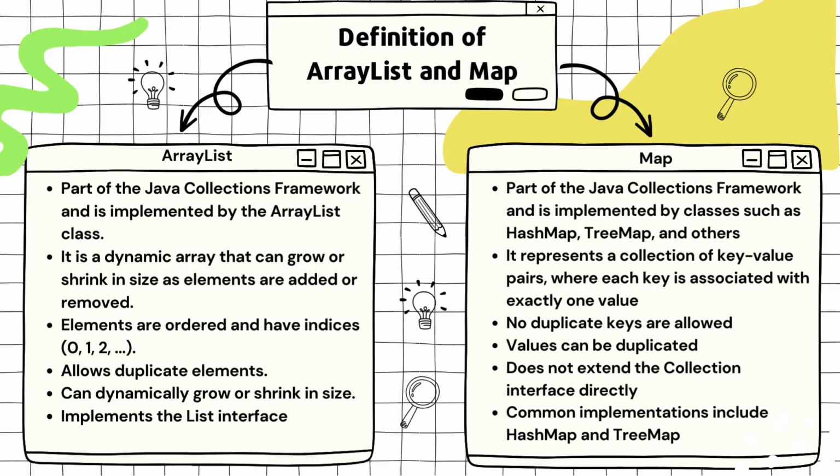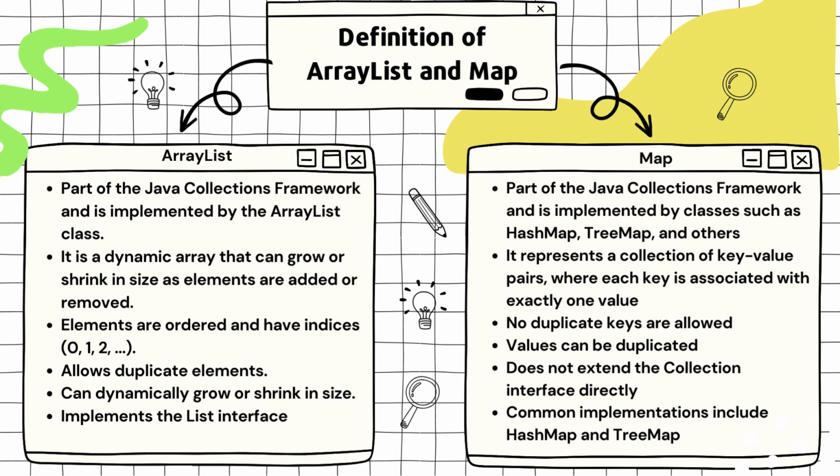Definition of ArrayList and map. ArrayList is part of the Java Collections framework and is implemented by the ArrayList class. It is a dynamic array that can grow or shrink in size as elements are added or removed. Elements are ordered and have indices like 0, 1, 2. Allows duplicate elements. Can dynamically grow or shrink in size. Implements the list interface.